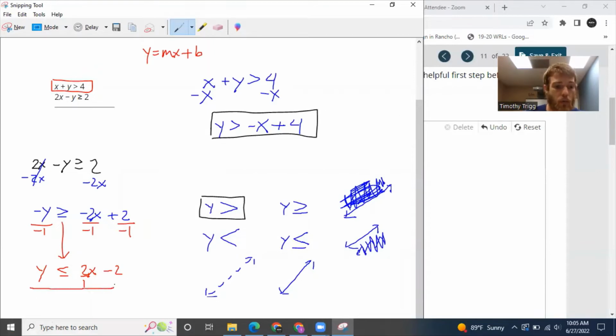So here's our inequality that we need to graph. y is less than or equal to 2x minus 2.